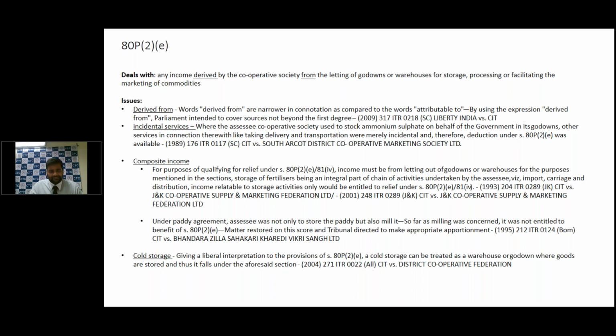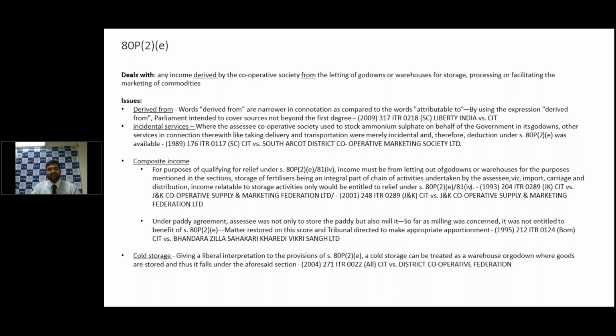Now, there are two interesting cases here. One before the Supreme Court where the society was engaged in getting income from letting of godowns or warehouses for storage, processing, and facilitating. However, it was also providing incidental activity of picking up the goods or delivery of the goods. Supreme Court held that the main purpose of the society was letting out godown or warehouses, and transportation and delivery were merely incidental, and therefore 80P(2)(e) deduction cannot be denied. This is a case where the main object itself was letting out of godown or warehouse.